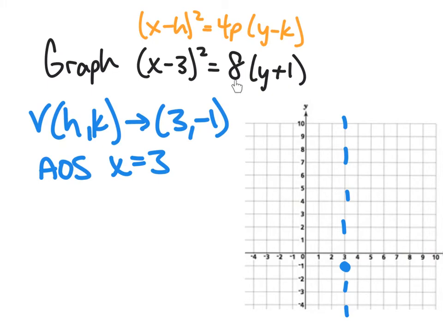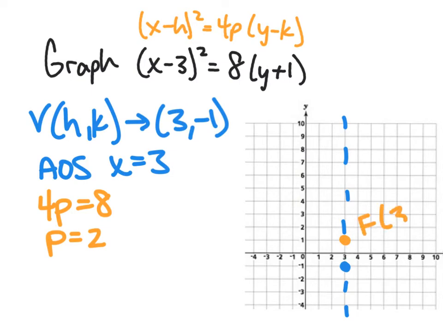Because this 8 is positive, I know that the graph is going to open up. But right now I don't know p. I know that 4p is equal to 8. So setting 4p equal to 8, I can see that p is equal to 2. So because p is positive, I'm going to go from my vertex and count up 2 spots to plot the focus. So the focus is at (3, 1). For the directrix, I'm going to go back to the vertex and count in the opposite direction, and then I'm going to draw a horizontal line right there at y = -3.